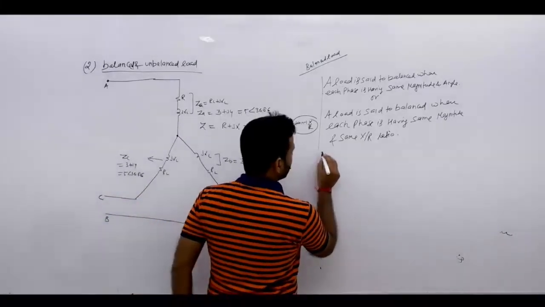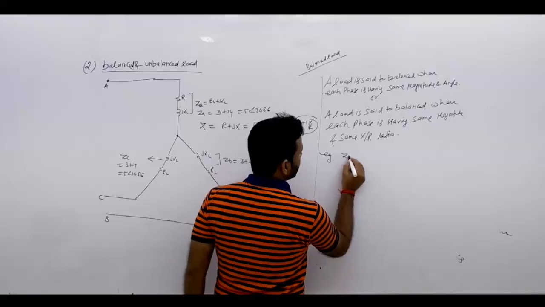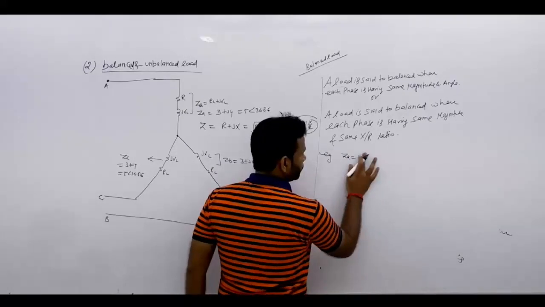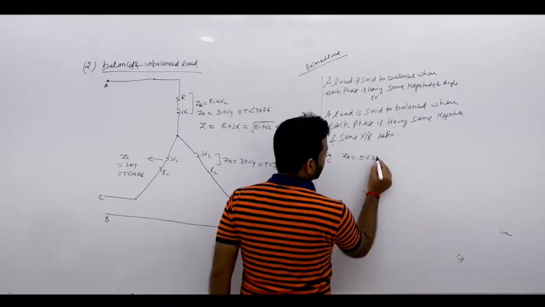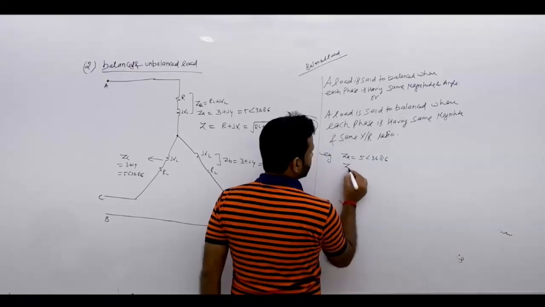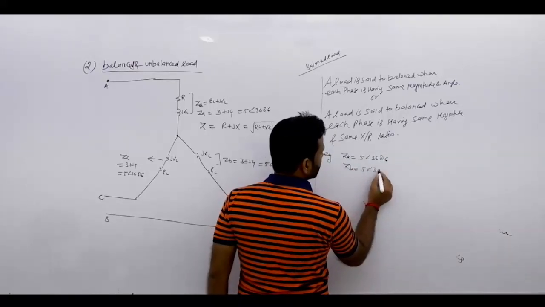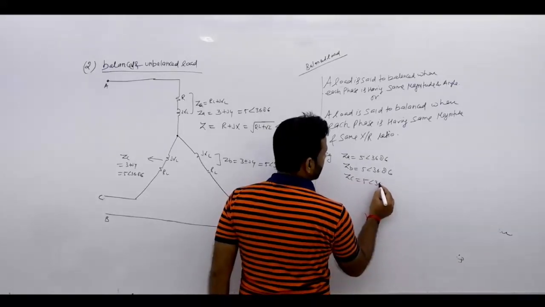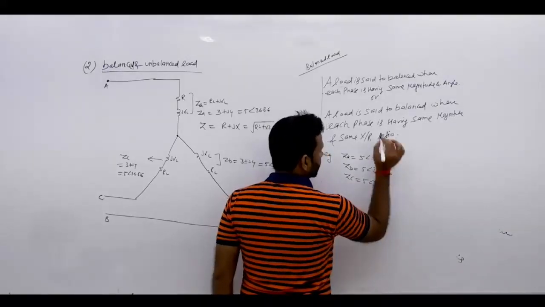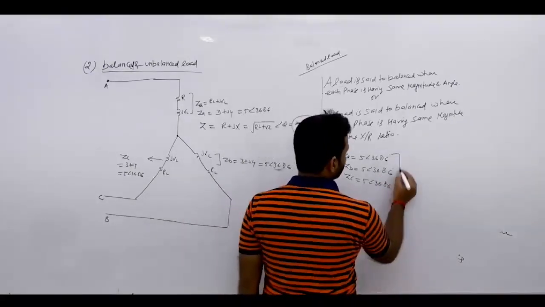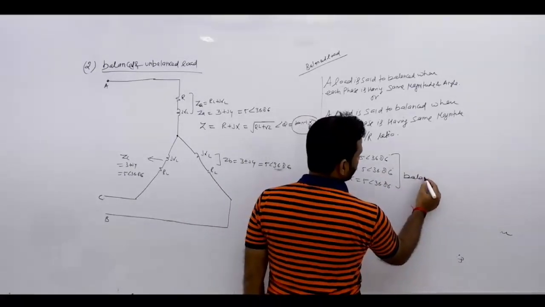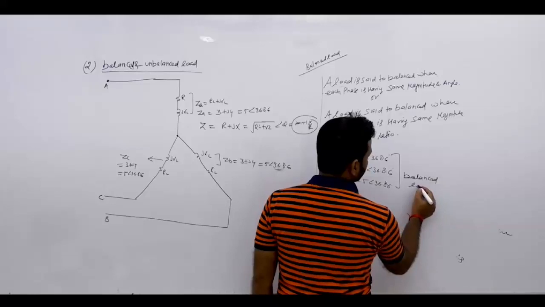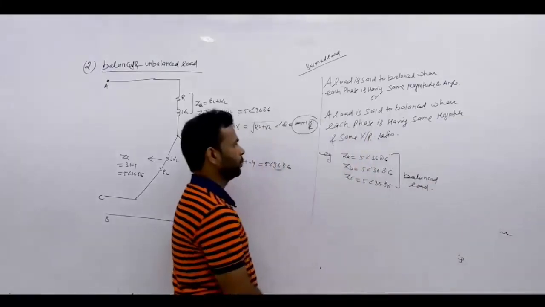So example of balanced load is ZA equals to 5 angle 36.86, ZB is equals to 5 angle 36.86, and ZC is also equals to 5 angle 36.86 degree. ठीक है यहाँ तक. So this is the example of balanced load. Hopefully ये बात समझ में आ गई होगी अब आपको. Done.